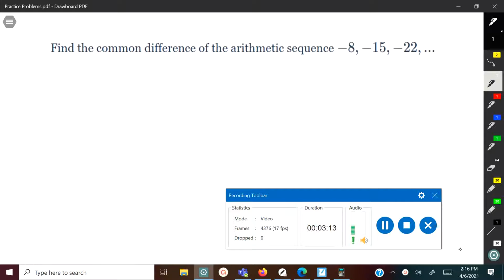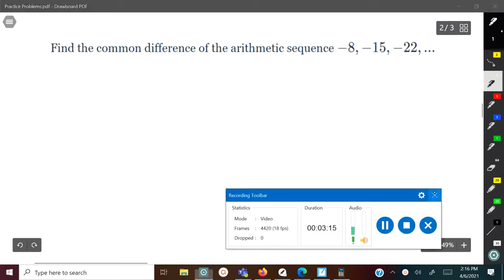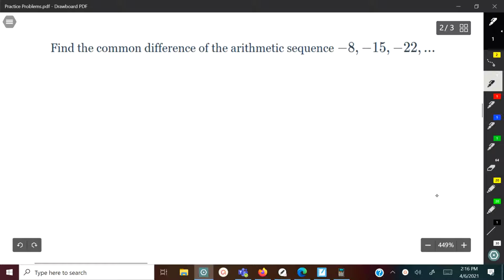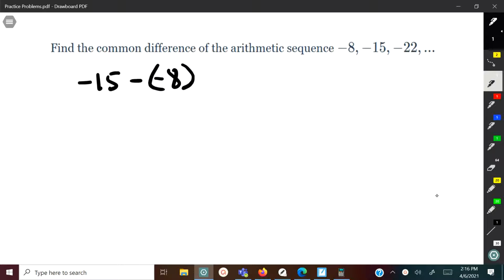Alright, so on this one you've got some negative numbers here, but don't let that throw you off. What you want to do here is the exact same thing. We'll do -15 minus -8. You've got these two minuses here, but they become plus. So -15 plus 8. Different signs, find the difference. 15 minus 8 will be 7. And the 15 is bigger, so leave it negative.